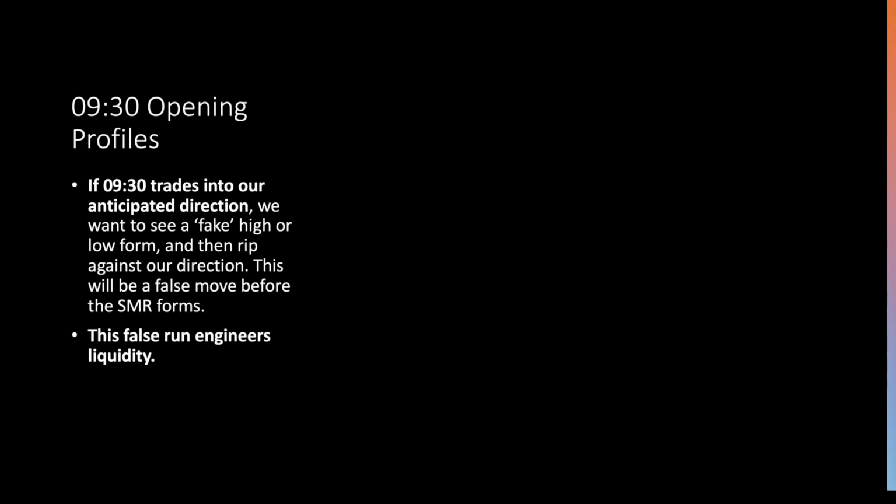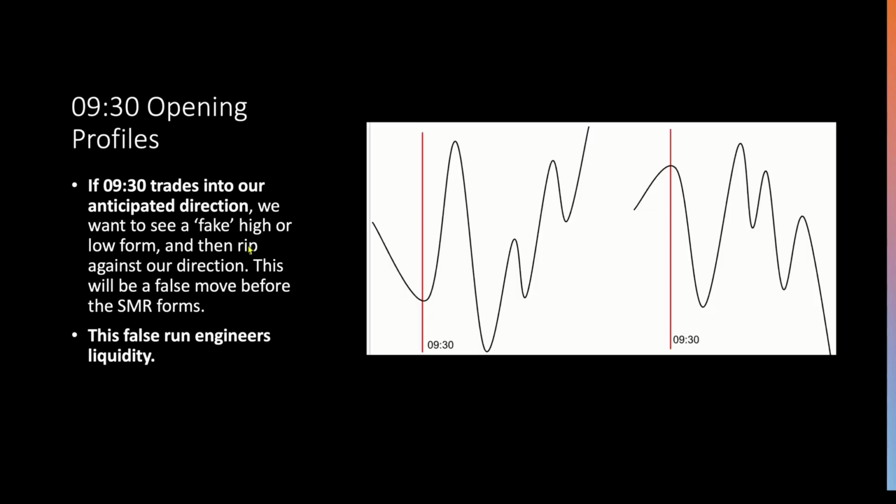This false run engineers liquidity again. What we see is the following. We are bullish on the marketplace. From 9:30 on, we see that the market rips higher and it forms a high. Again, what does every retail minded trader think when they see that? They want to buy that market. And what occurs afterwards is that sell side delivery occurs and the market gets repriced below the sell side liquidity that was engineered from the 9:30 opening.